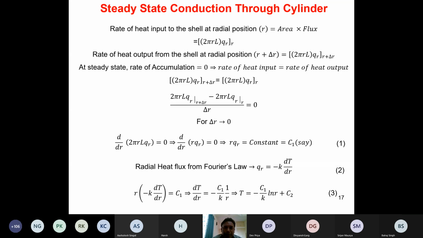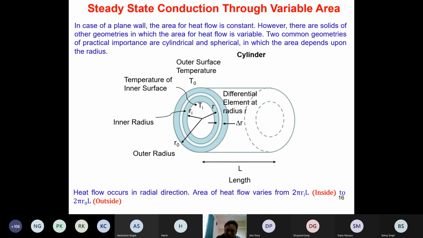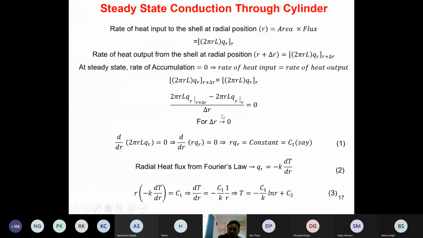So the rate of heat input to the shell at the radial position R. We are making a heat balance at this shell which is at the radius R. So the rate of heat input to this shell at the radial position R will be given as the area of heat transfer into flux. The area of heat transfer is going to be 2 pi R L and the flux is q_r, and this entire thing has to be calculated at the position R.